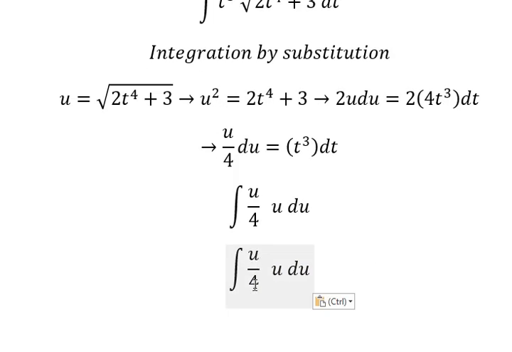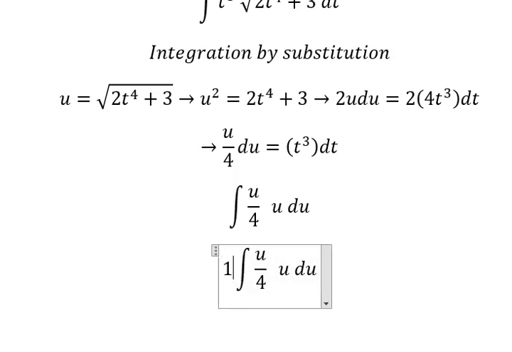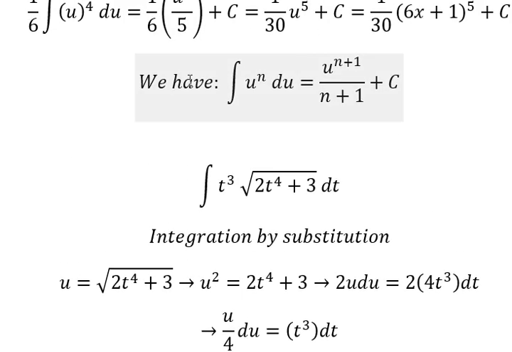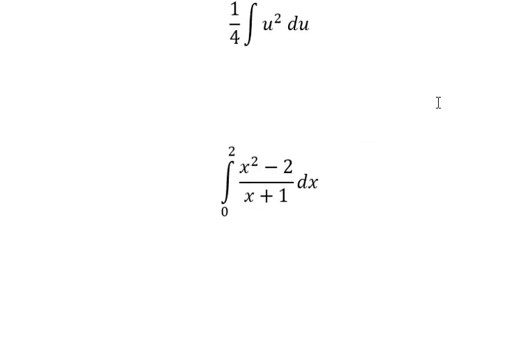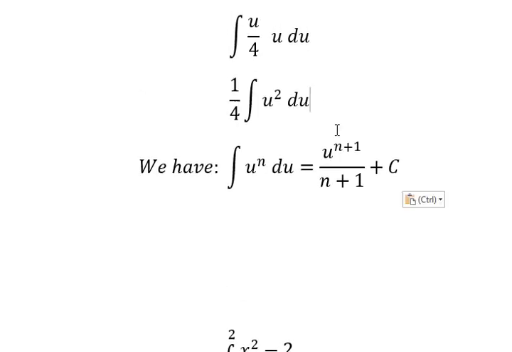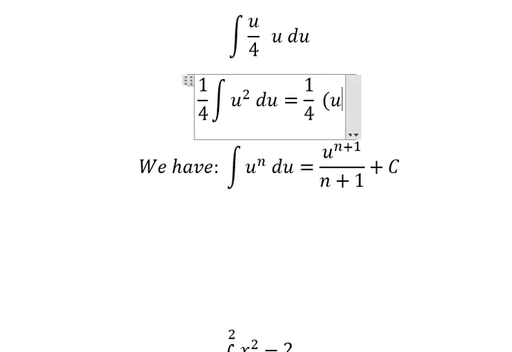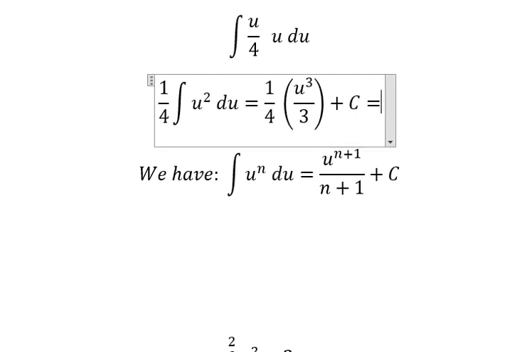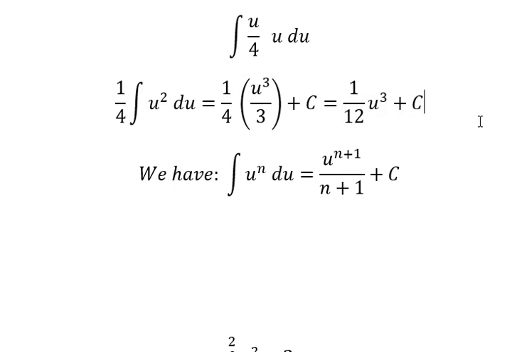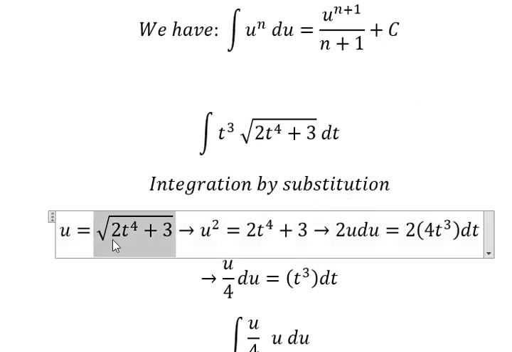So 1 over 4 I will put outside. u and u, we have u squared. And now we apply the same formula in here. So I will put number 2 for n, so 2 plus 1 we have number 3. So number 4 and number 3 we have number 12. About u, that is about this one.